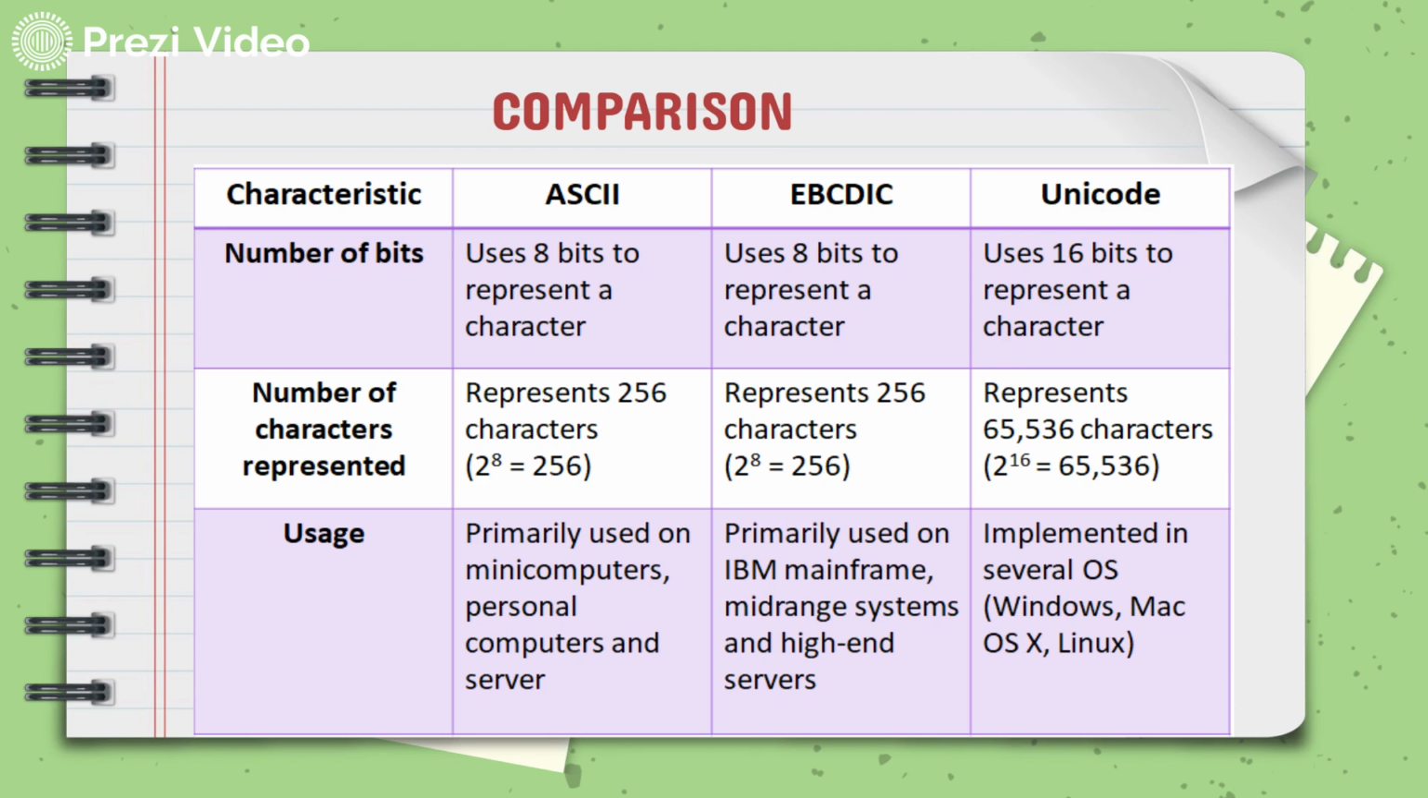ASCII is mainly used for mini computers, personal computers, and servers. EBCDIC is mainly used for IBM mainframes, mid-range systems, and high-end servers, while Unicode is implemented in operating systems like Windows, Mac, and Linux.